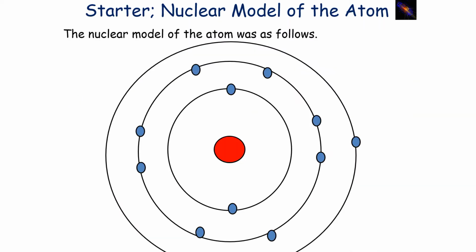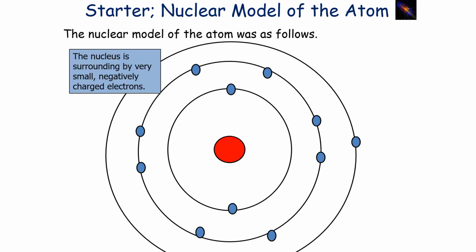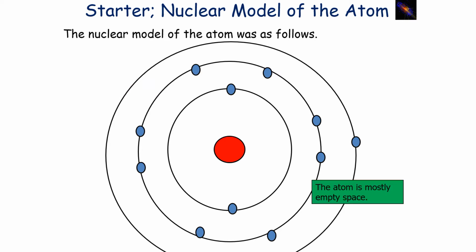Now the nuclear model of the atom was as follows: there was a central massive nucleus, and this nucleus contained positively charged protons and neutral neutrons. If this was to scale, the nucleus is about 10,000 times smaller than the atom. The nucleus is then surrounded by small negatively charged electrons, and the electrons exist in different orbits like planets around a star, but the atom is mostly empty space.